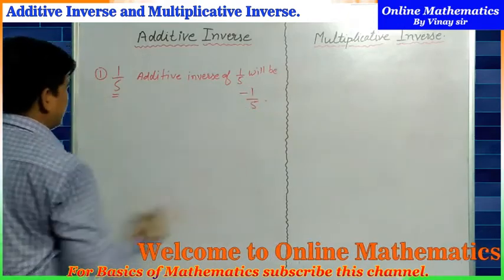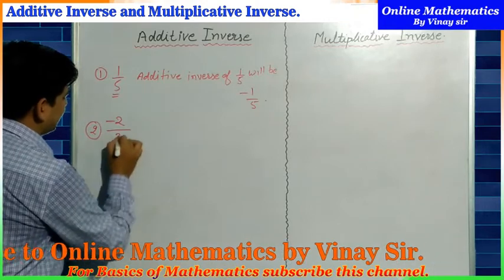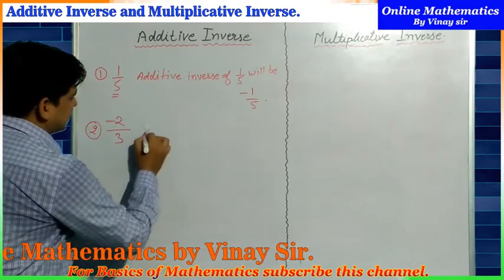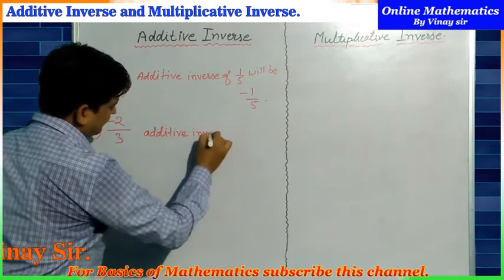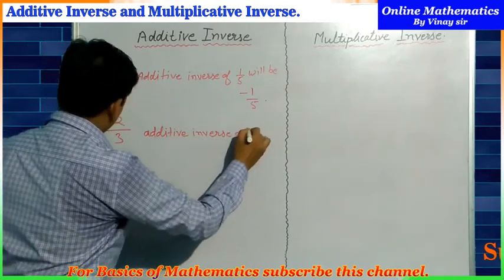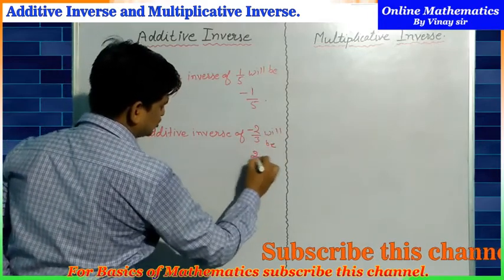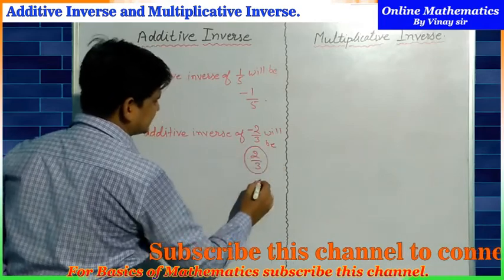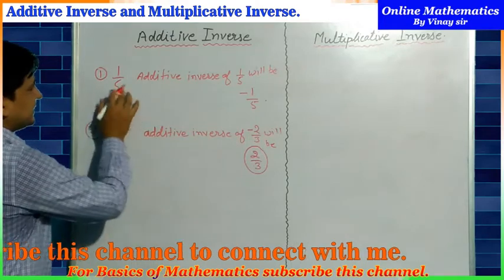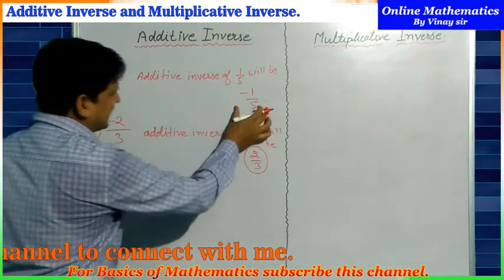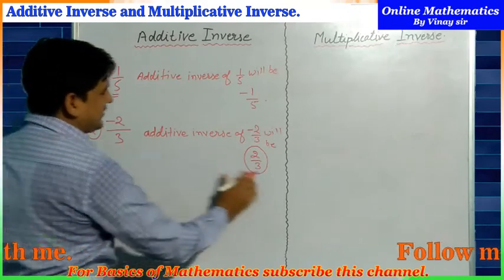The same way, when we have a negative rational number like minus 2 upon 3, the additive inverse of minus 2 upon 3 will be 2 upon 3, and this 2 upon 3 is a positive rational number. So students, when we have a positive rational number, the additive inverse of it will be negative. When we have a negative rational number, the additive inverse of it will be positive.